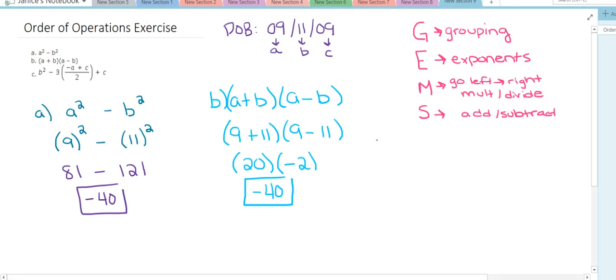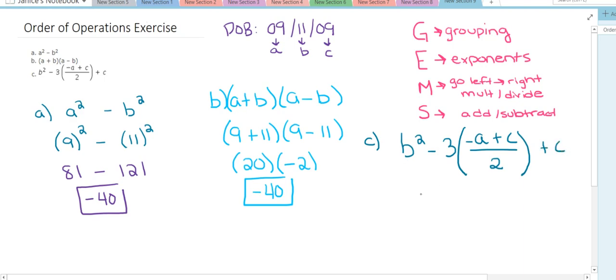Okay, and then my last one for C, let's see, we have B squared minus 3. Then we have some grouping symbols here. You have a negative A plus C over 2, and I'm going to close that grouping symbol and then plus C. So let's go ahead and get everything added in.